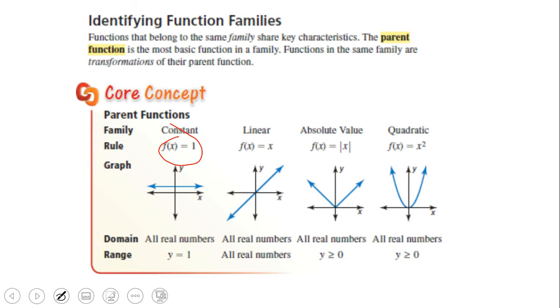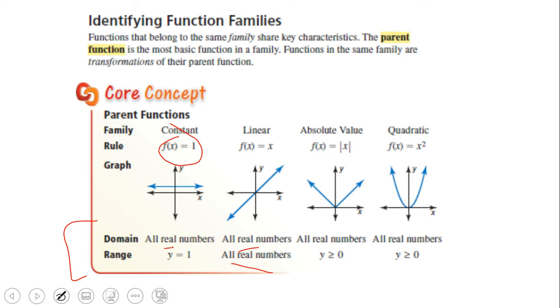The absolute value, hopefully you remember an absolute value makes everything positive, and that's why it has a V shape. And then finally the quadratic, which again makes everything positive, but it forms a U shape as opposed to being a V. Notice underneath here, they have the domain and range, but notice that these are not in interval notation, which is the notation that we want to use going forward. So please make sure you're aware.